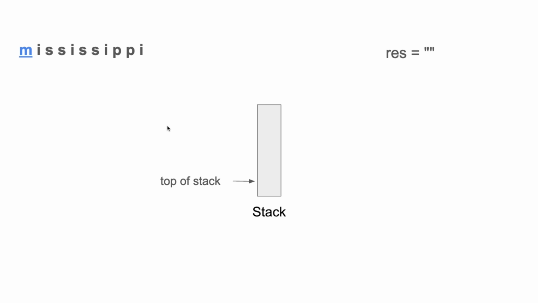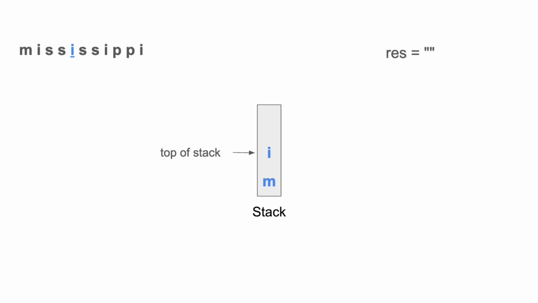Initially we have character M, the top of the stack is empty, so the comparison fails. We will push M to the stack, and then the top of the stack is M. In the next step we compare this with I, and M and I are unequal, so we will push I to the stack. In the next step we see S and I are again different, so we will push S to the stack. In the next step we are looking at another S, and this S and the top of the stack are equal, so we will pop from the stack instead of pushing. And this is how we remove the adjacent S here.